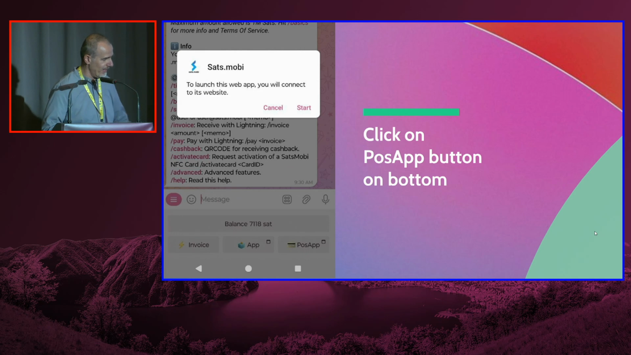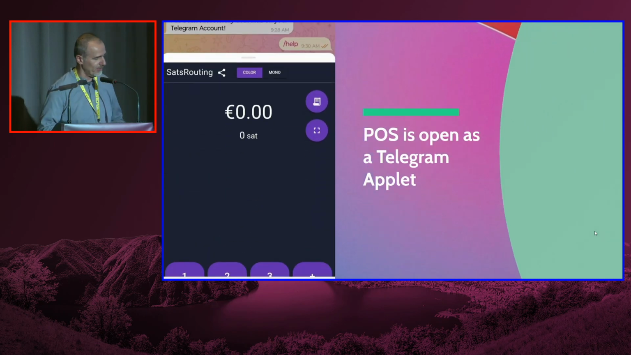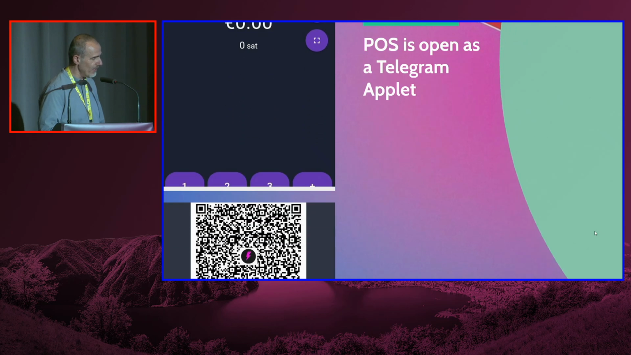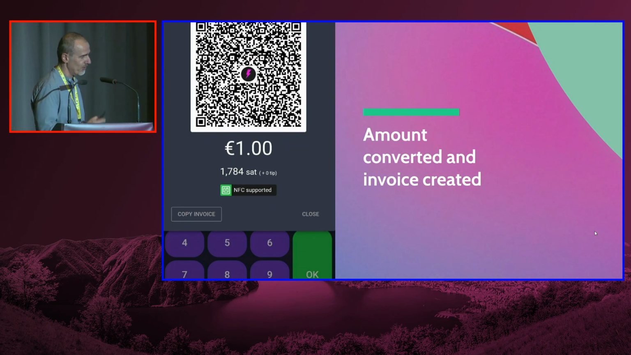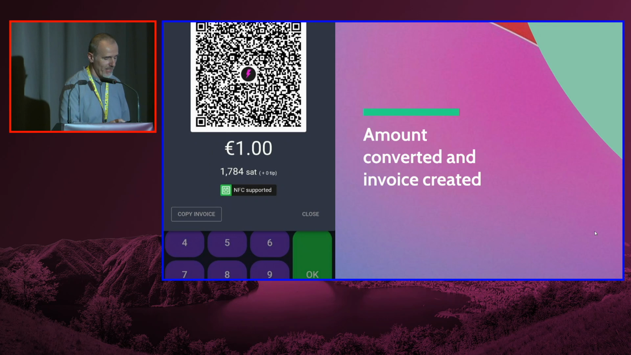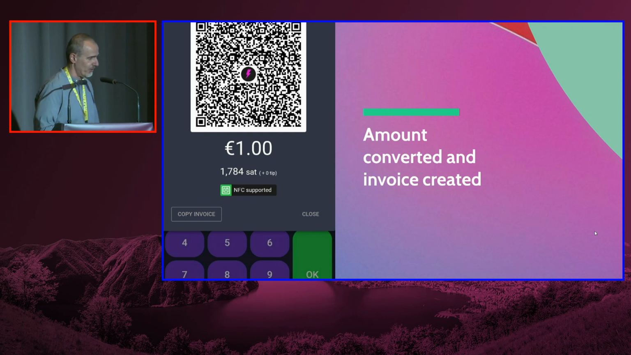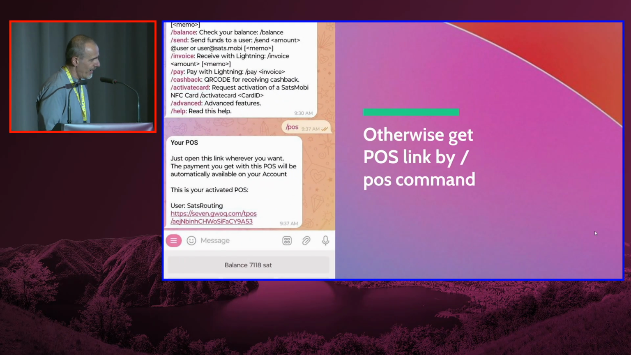This can be used for receiving payments. Just clicking on the button shows this POS as a Telegram applet, and it is easy to tap your required amount, and the system will convert from fiat to sats. This can be paid by scanning the QR code or by using the NFC contactless card, for example. And it is also possible to have the URL. This URL can be invoked externally to connect an external device or many additional external devices.